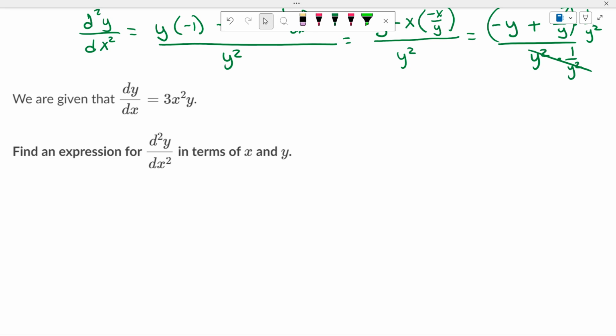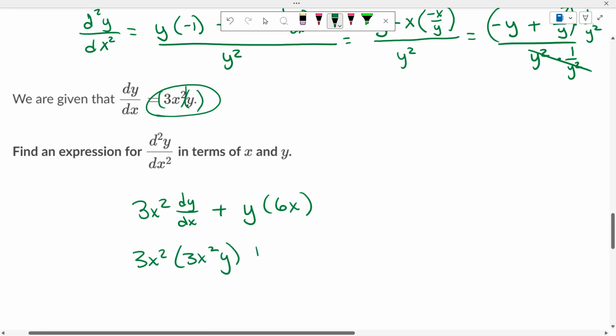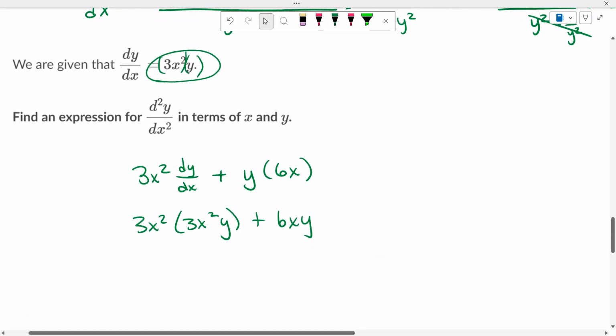Okay, so we're given that the first derivative is this. What's the second derivative? So we have to do the product rule. It's 3x squared times the first derivative of y, which is dy/dx, plus y times the first derivative of 3x squared, which is 6x. And then, since we know dy/dx, we plug it in and simplify. 9x to the fourth y plus 6xy. That's the second derivative.